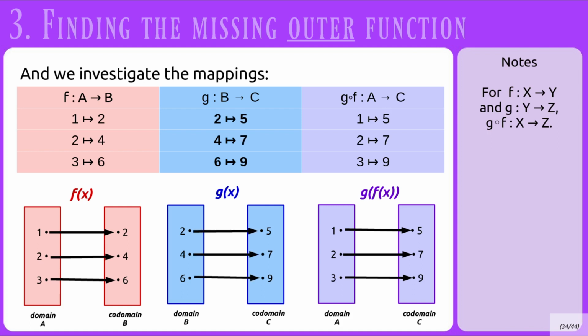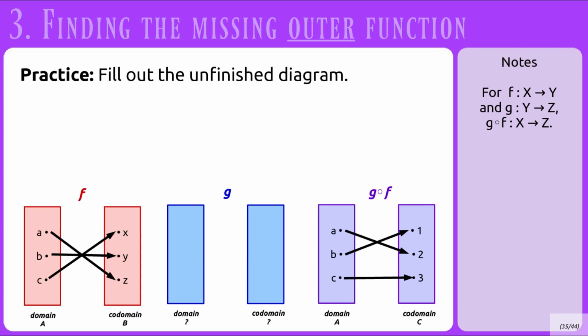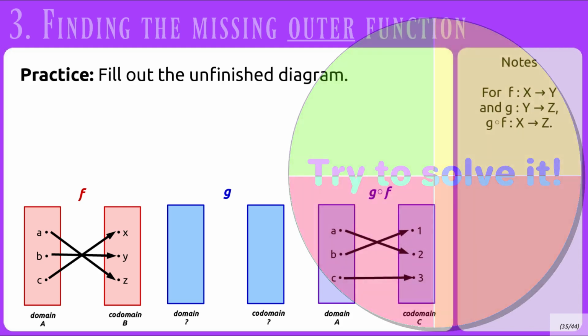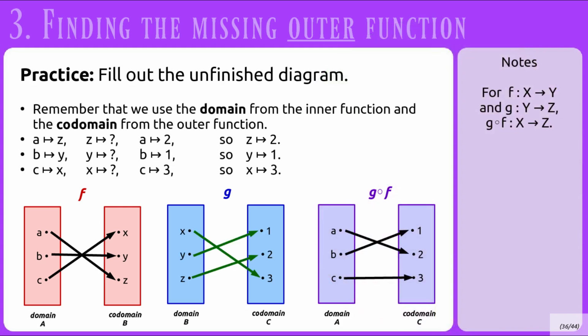So with a little bit of investigation, we can find the domain and codomain and the mappings of a missing function. Now to practice. Fill out the diagram for g given f and g of f. This is what the diagram should look like. In g, x maps to 3, y maps to 1, and z maps to 2.